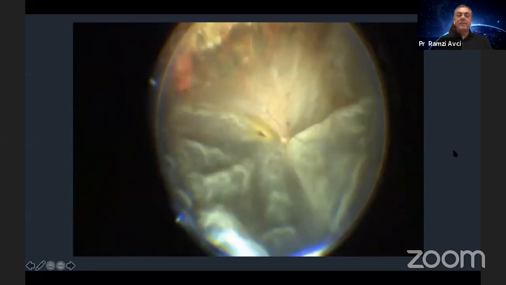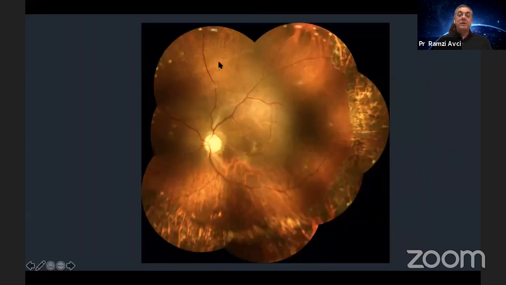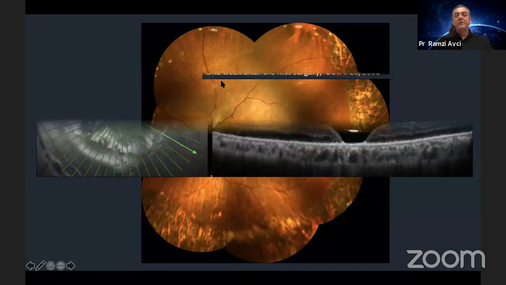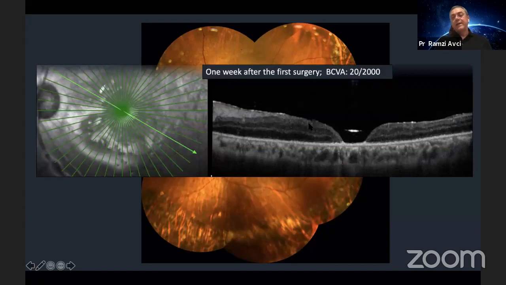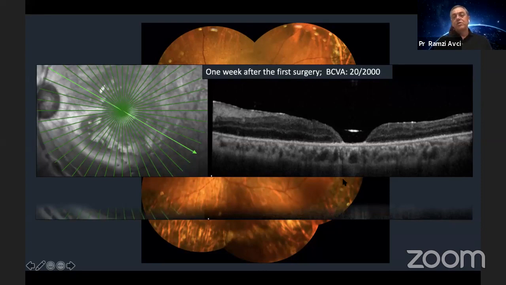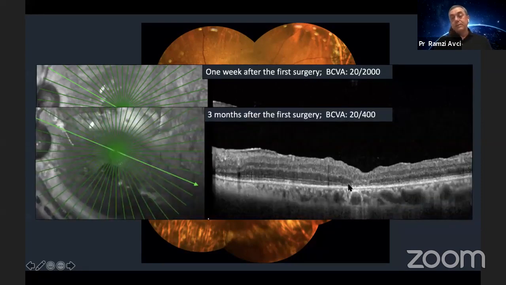And this is the picture 2 months after silicone oil removal, but this OCT is just a week after the first surgery. You see the reflectance of the silicone oil. The hole is flat open, closed. This is 3 months after the first surgery. The hole is almost, it is completely closed.